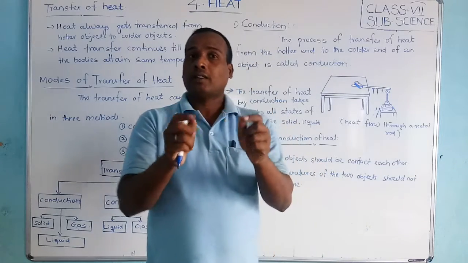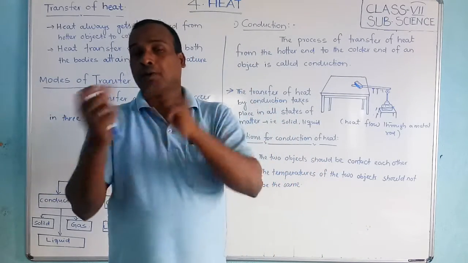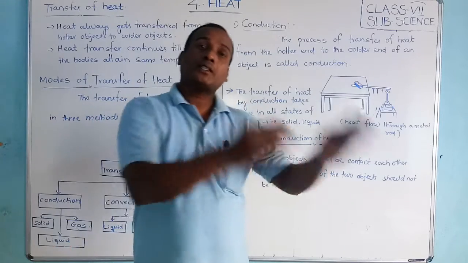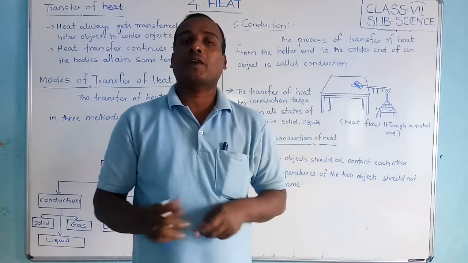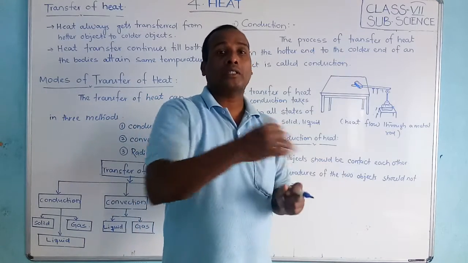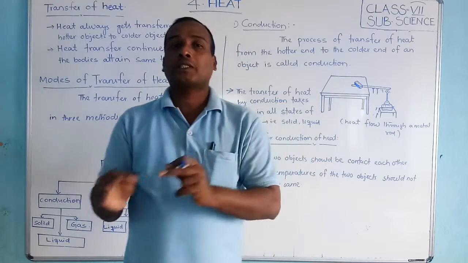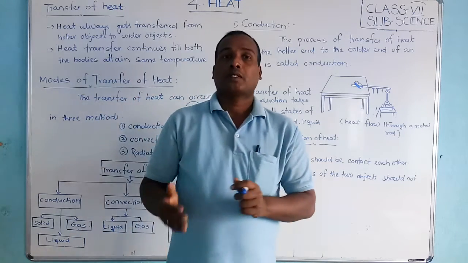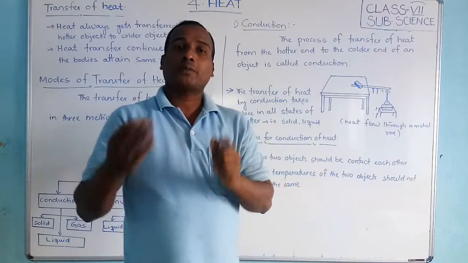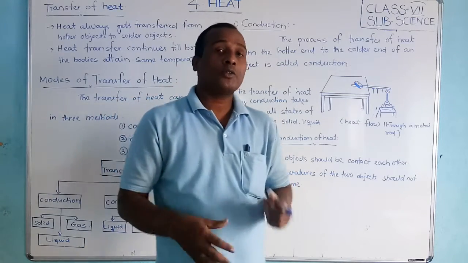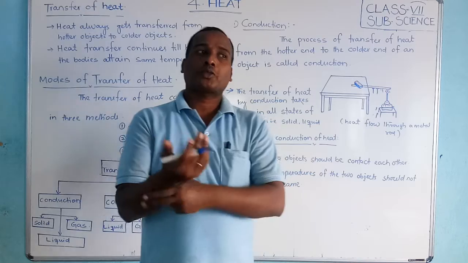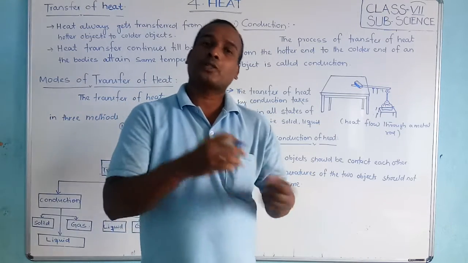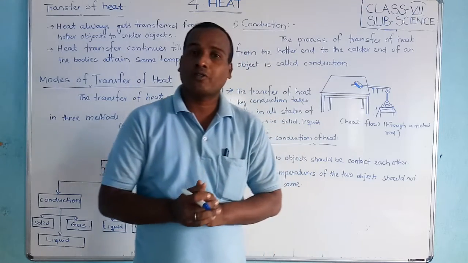But suppose your temperature is 100 degrees Fahrenheit and your friend's temperature is also 100 degrees Fahrenheit. Whenever you touch that body, you cannot identify whether the body is hot or cold, because your temperature is also the same. So there is no flow of heat.